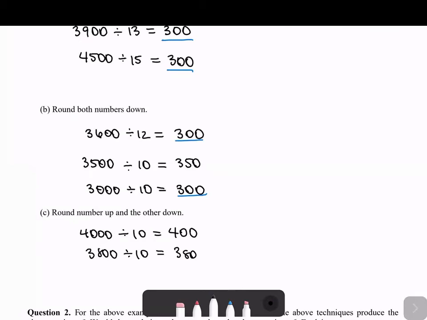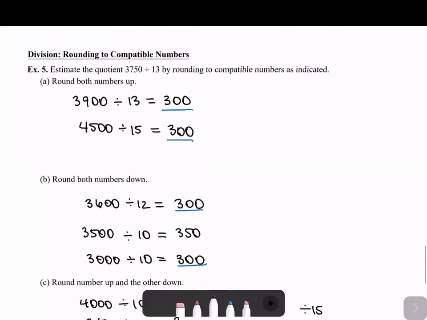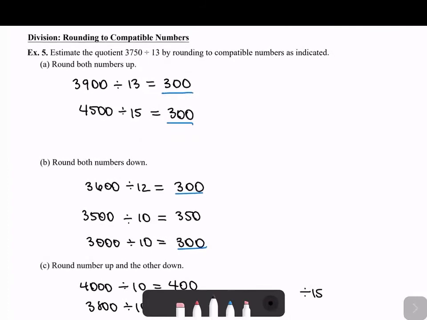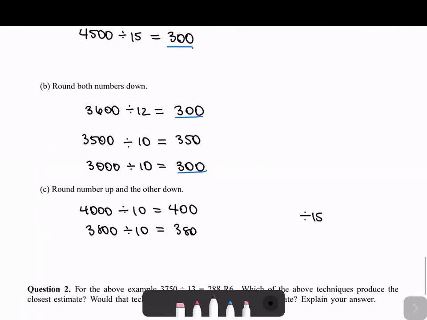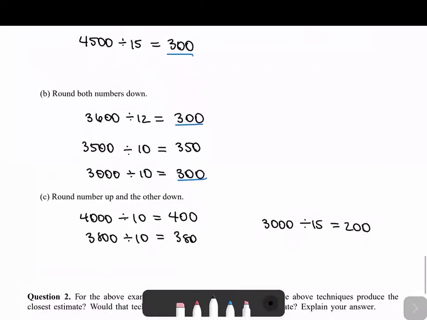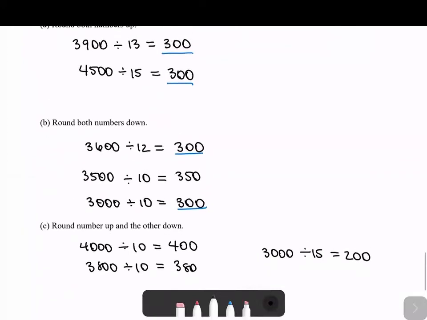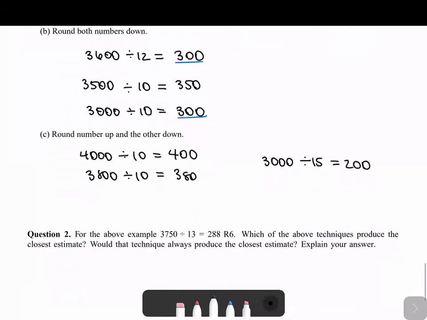Now, instead, let's say we want to round the 13 up to 15. If we want to round 3,750 down to something that works well with 15, the closest thing that works well with 15 is 3,000. So 3,000 divided by 15 is 200. You can notice this pattern here where rounding one up and one down gave us a range between 200 and 400, but rounding them similarly gave us 300 in a lot of cases.